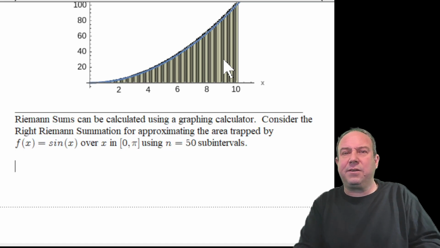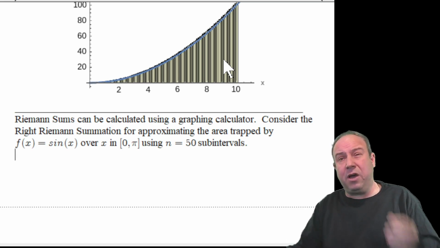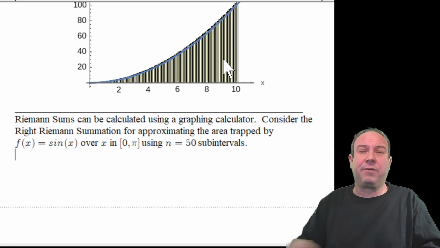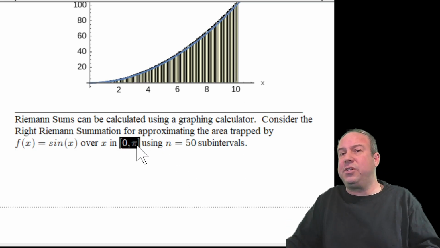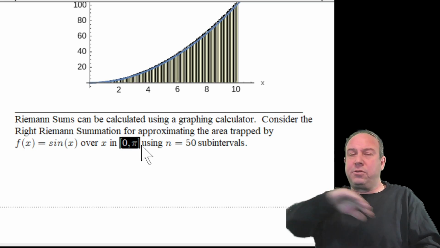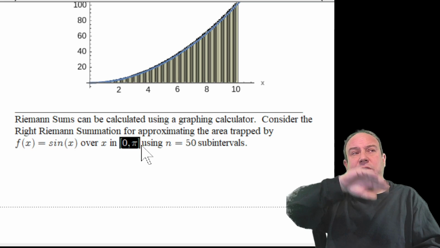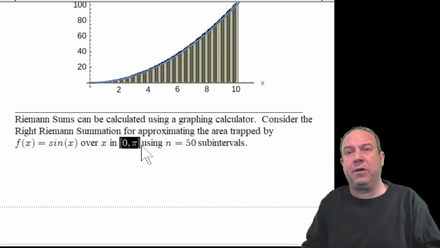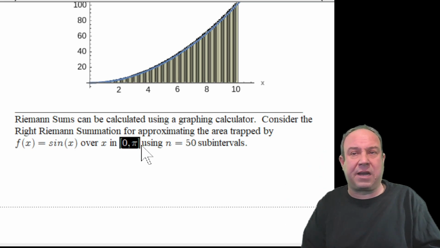But here we might consider the right Riemann sum for approximating the area trapped by the sine function. Now we all know what the sine function looks like, right? That's the sine wave. Here we're interested in that approximation just from 0 to pi, so just the area in that first section, half of the period, for where the graph is above the horizontal axis.